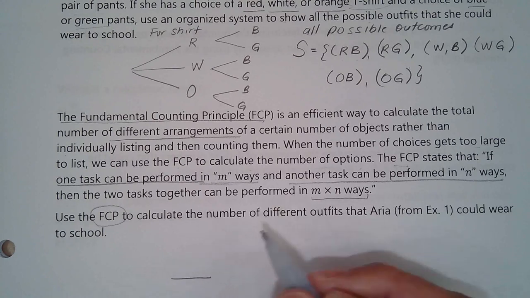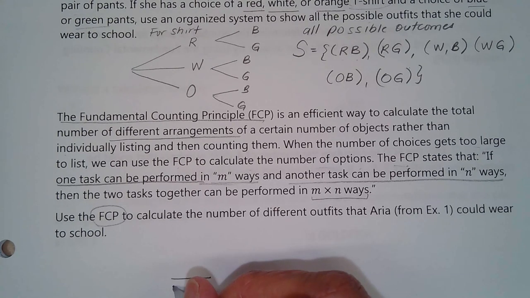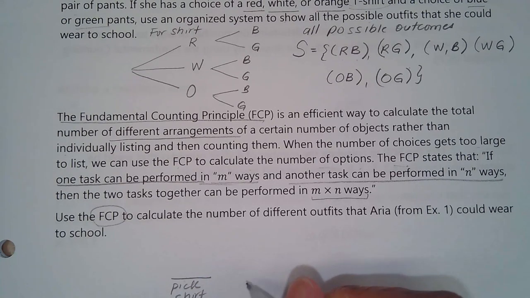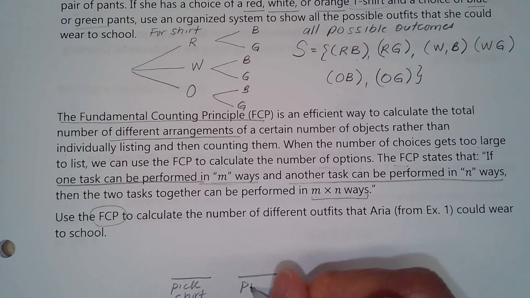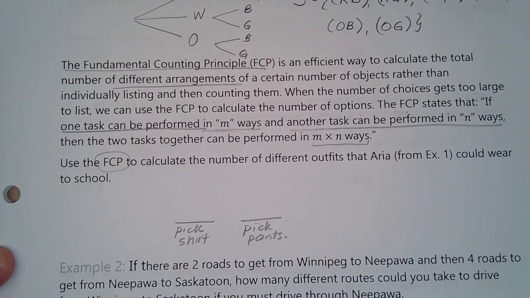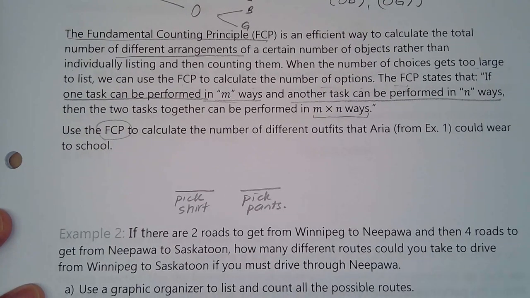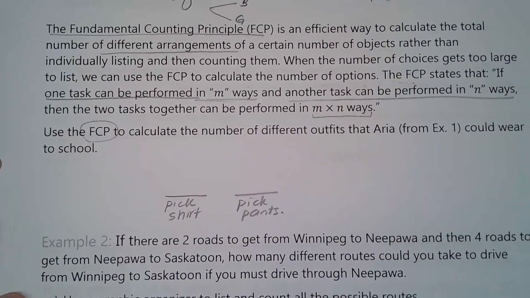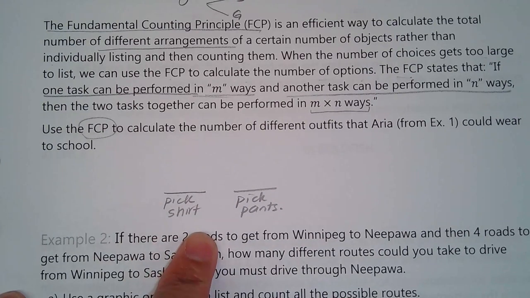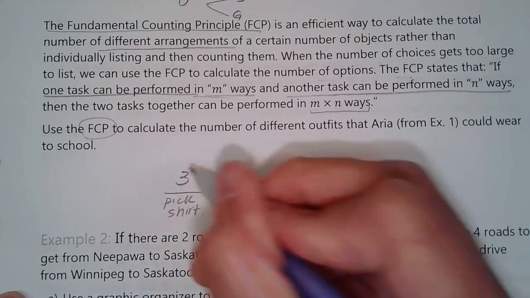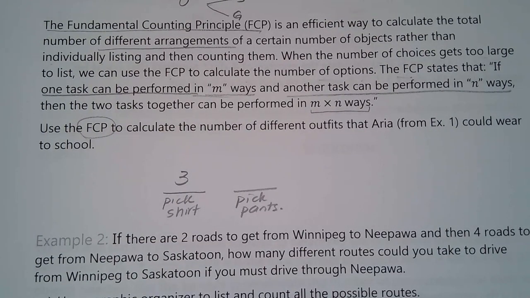Well, she needs to pick a t-shirt, right? Pick a shirt. She has two tasks, and then pick pants. Those are the two tasks that she needs to do. She needs to pick a shirt, and she needs to pick a pair of pants. So, how many ways can she pick a t-shirt? Three, because either red, white, or orange.